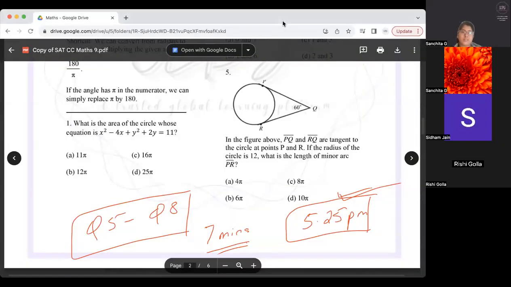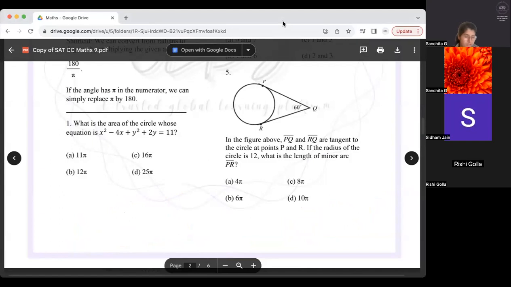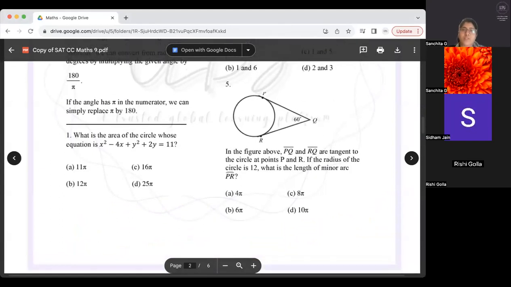Right. Let's see question 5 first. What is the answer? A, 4 pi? Okay. I also got 4 pi. 4 pi is wrong. Let's see. Remember that particular theorem, where we are connecting the radius? When you use theta by 360 into 2 pi, you get 4 pi.